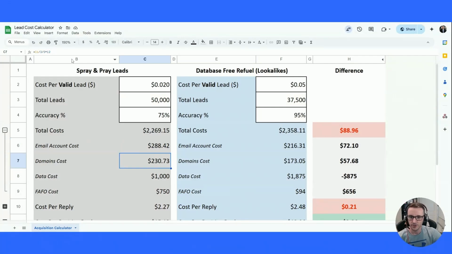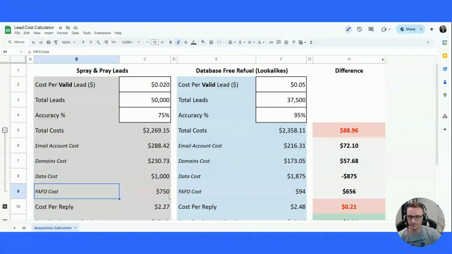Then, in order to have enough domains, your domain costs are going to be $230. This is a one-time domain cost, but you have to understand that you're going to burn through domains, you're going to burn through inboxes, and you're going to have to reset these things up on a periodic schedule, right? So the cost of this data, if it's 2 cents, is going to be around $1,000.